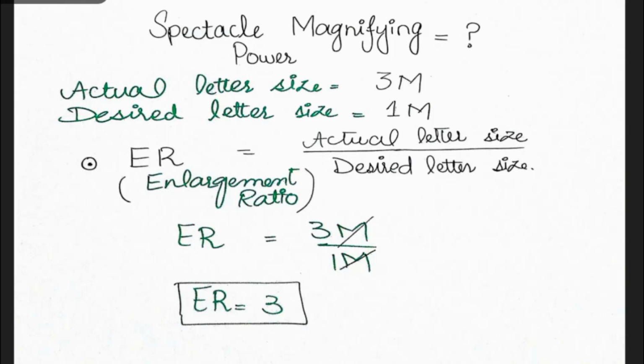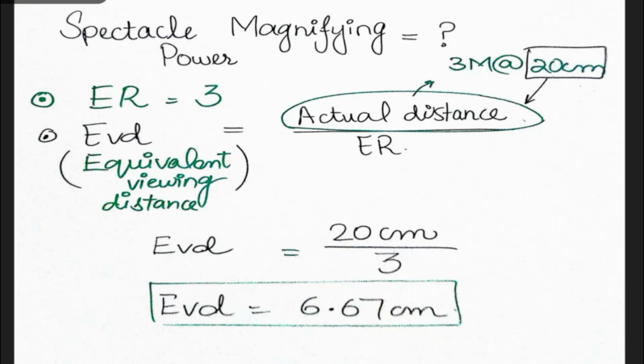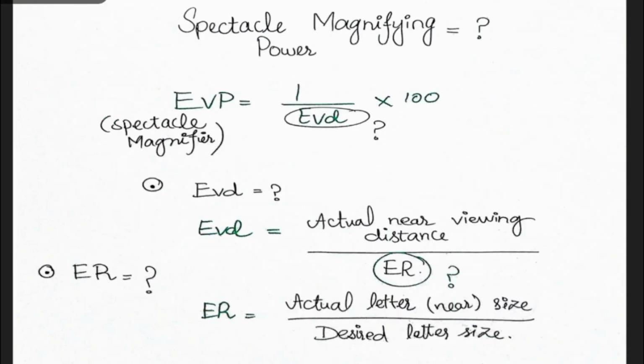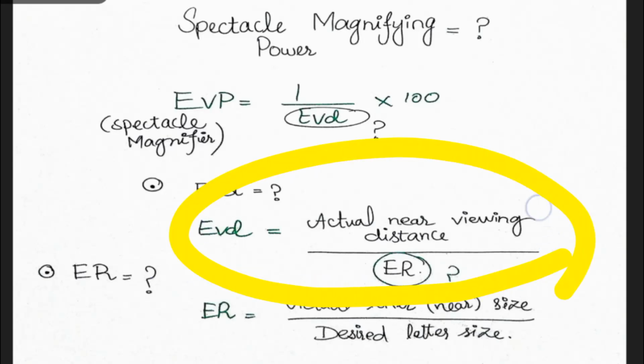So we place it into the formula: enlargement ratio equals actual letter size divided by desired letter size. So 3M divided by 1M equals 3. So enlargement ratio is 3, and a ratio does not have any unit. So we came to know the enlargement ratio, which is 3. Now we can place the ER into the formula of EVD in order to find the equivalent viewing distance.